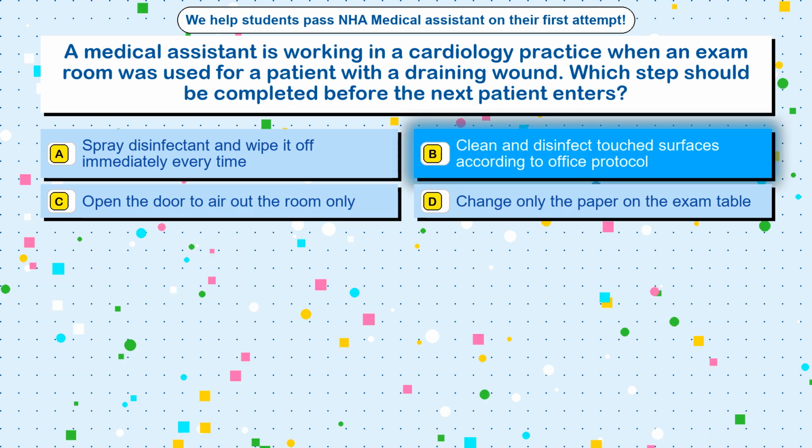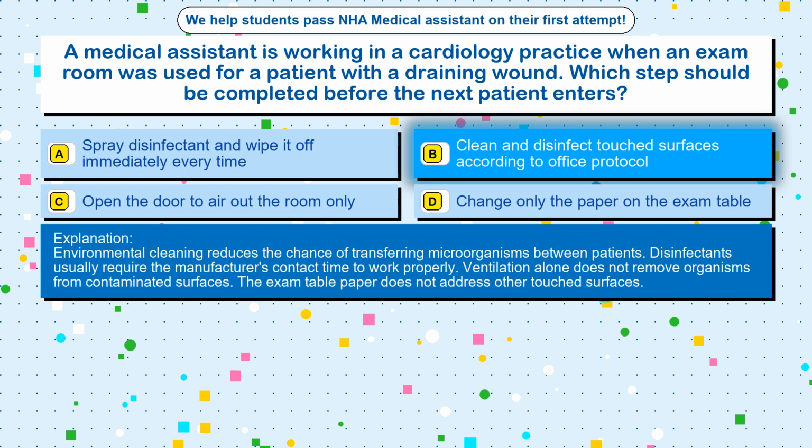The correct answer is option B. Clean and disinfect touched surfaces according to office protocol. Environmental cleaning reduces the chance of transferring microorganisms between patients. Disinfectants usually require the manufacturer's contact time to work properly. Ventilation alone does not remove organisms from contaminated surfaces. The exam table paper does not address other touched surfaces.